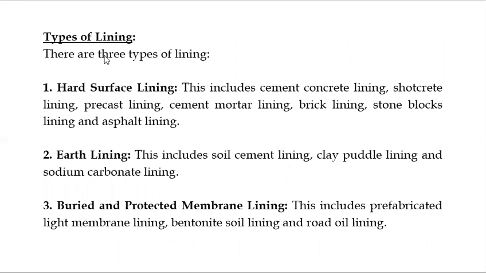And if you see about the types of lining, then we have hard surface lining, earth lining, and buried and protected membrane lining. So hard surface lining includes the cement concrete lining and shotcrete lining, precast lining, cement mortar lining, brick lining, stone blocks lining, and asphalt lining. And under earth lining, this includes soil cement lining, clay puddle lining and sodium carbonate lining. And under buried and protected membrane lining, it includes prefabricated light membrane lining, and also bentonite soil lining and road oil lining.